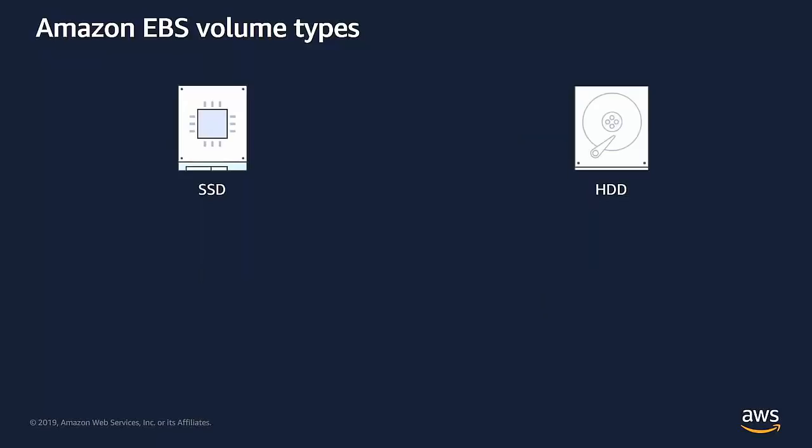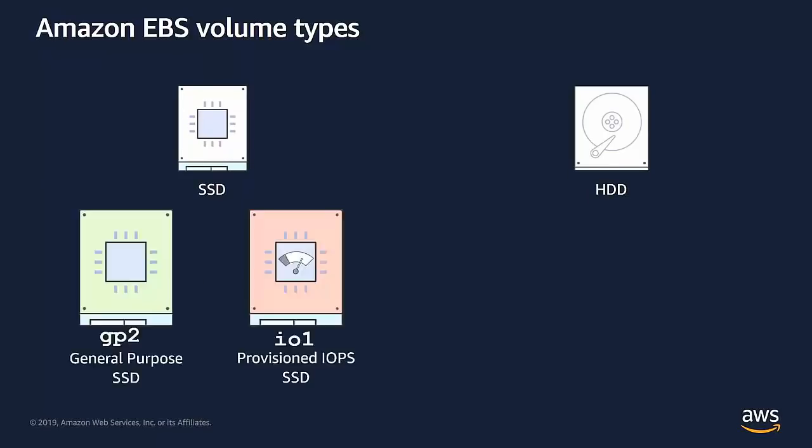Under the SSD-backed volume category, we have two types of volumes. GP2 volumes offer cost-effective storage that's ideal for a broad range of workloads. IO1 volumes are designed to meet the needs of IO-intensive workloads, particularly database workloads that are sensitive to storage performance consistency. Under the HDD-backed volume category, we also have two types of volumes.